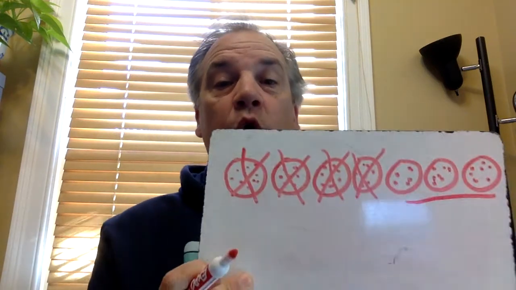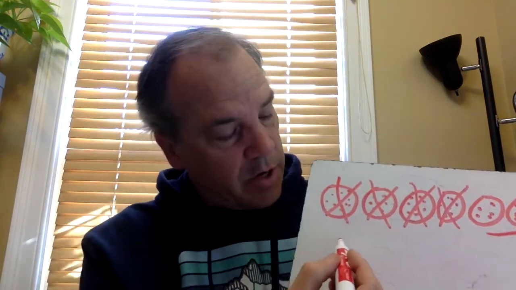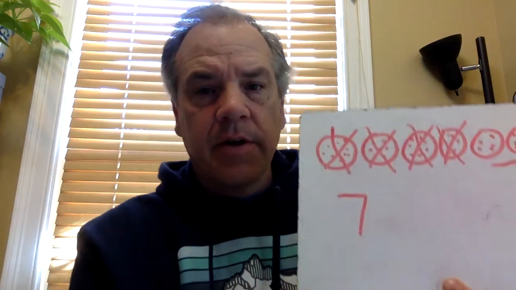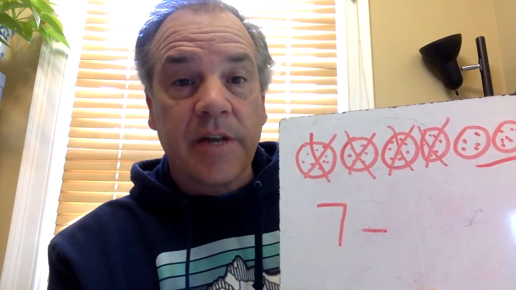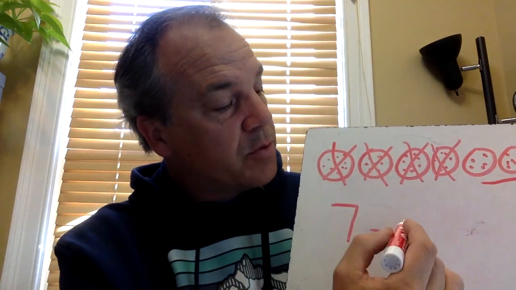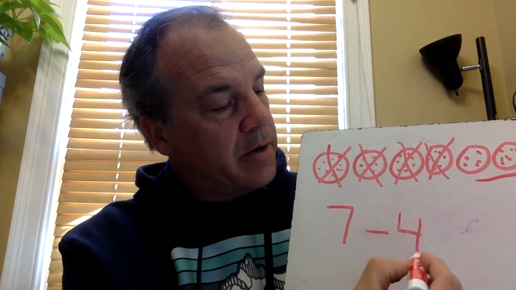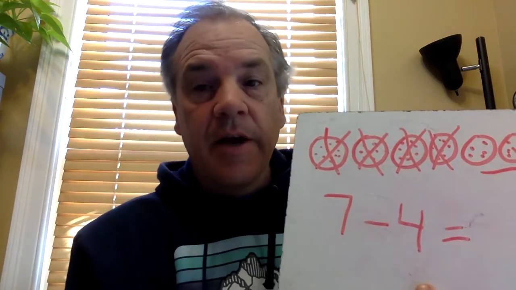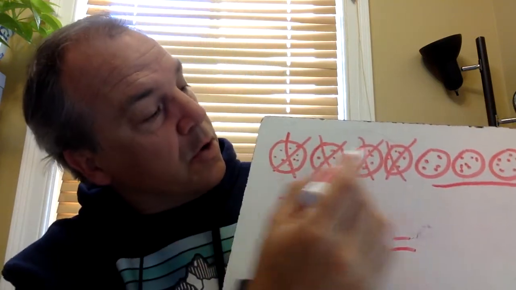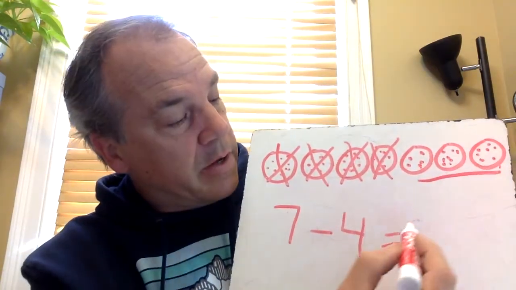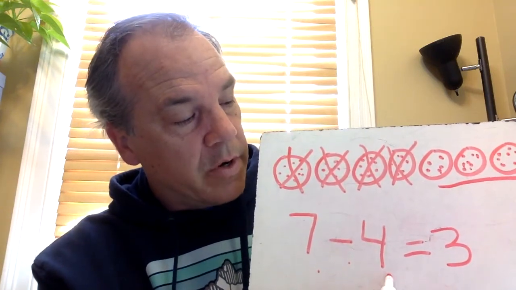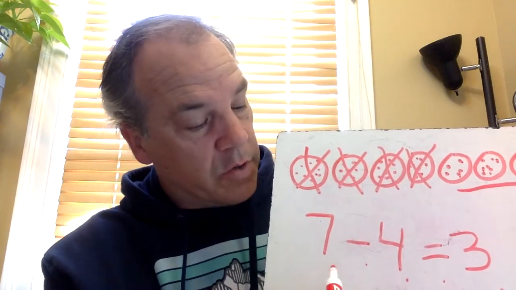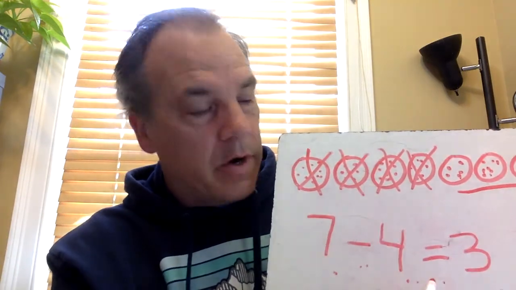So I can write that equation. How many cookies did we start with? 7. And then we have our subtraction, minus or takeaway sign. How many cookies did Mr. Brewster eat? 4. And we have our equal sign. How many cookies are left? 1, 2, 3. 7 minus 4 equals 3. Or 7 take away 4 equals 3. Okay.